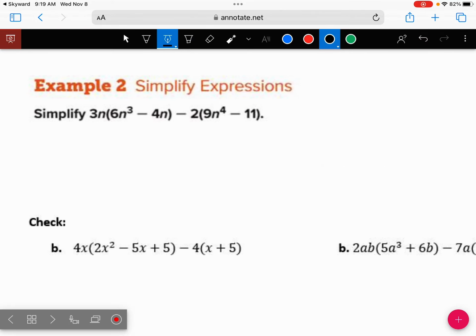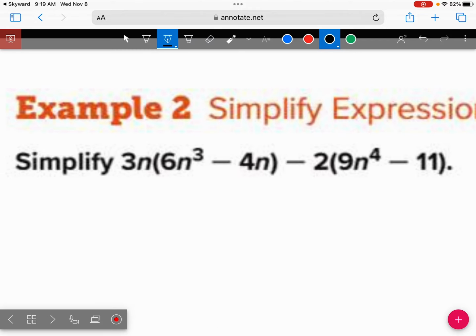So now we have a 2-step, because the first thing we're going to do is distribute, and then we're going to combine like terms like we did in our bell work. So we're going to start off by distributing. In this first parentheses, we're distributing a 3n. Keep in mind that there is an invisible power of 1.